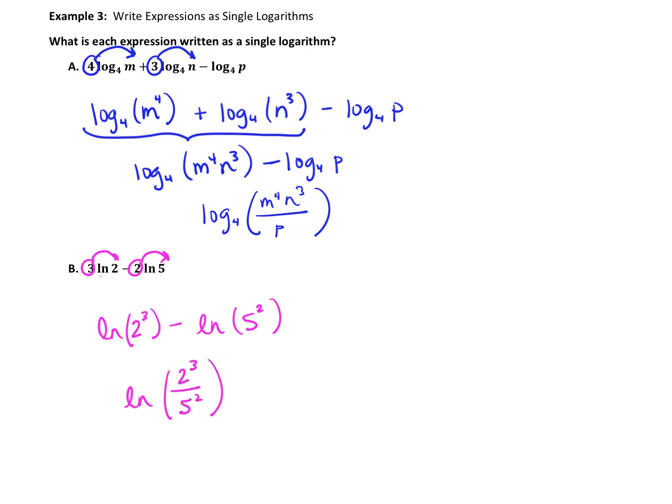And now we have a single logarithm. It's a natural logarithm, but it's a single one. So just to simplify this, we can go ahead and cube the 2 and square the 5. So we have natural log of 2 to the 3rd is 8 over 5 squared is 25. And that will be our final answer on that one.